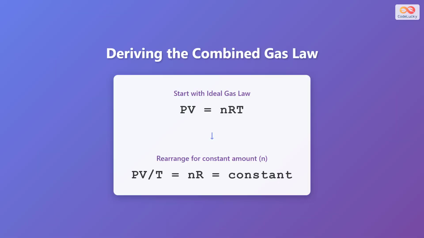Let's understand where the combined gas law comes from. We start with the ideal gas equation, PV equals nRT, where P is pressure, V is volume, n is the number of moles, R is the gas constant, and T is temperature. When we rearrange this equation for a fixed amount of gas, meaning n stays constant, we get PV divided by T equals nR, which is a constant value. This forms the foundation of our combined gas law.